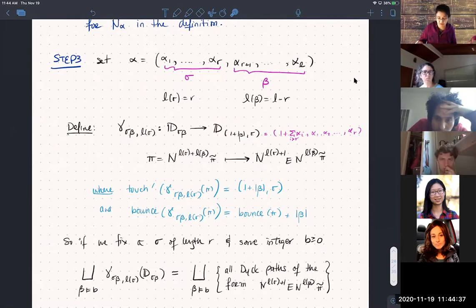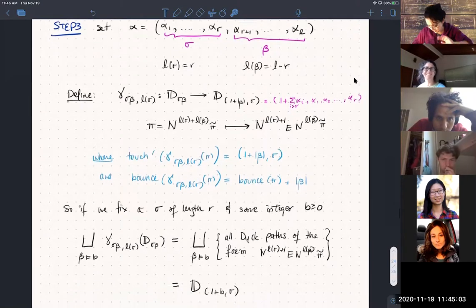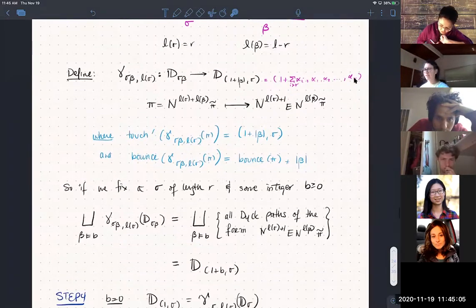And then if you go through and actually check it, you can see that the touch composition of this side is equal to exactly what you want it to be. That's great. And the bounds of the dict path that you get on this side is equal to the bounds of the path on the other side plus the size of beta. Good. Why am I telling you all this? Sorry, this is kind of a long proof.